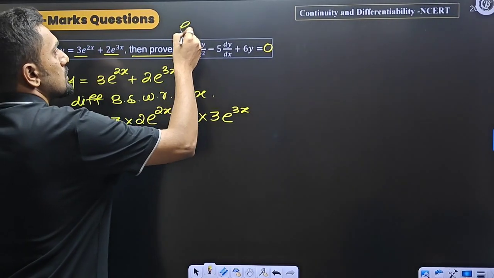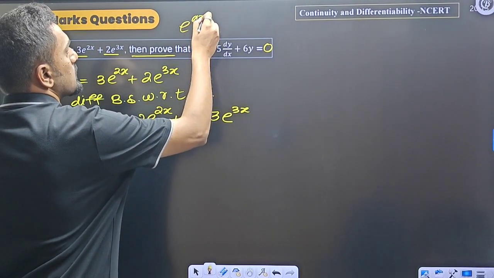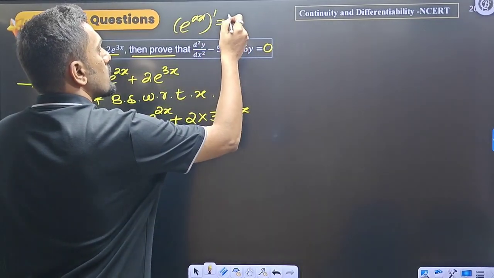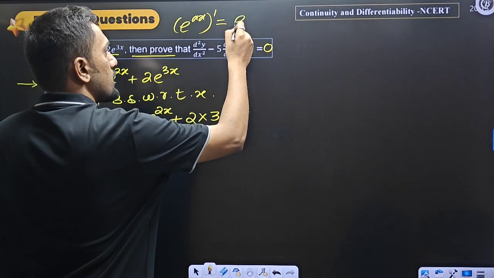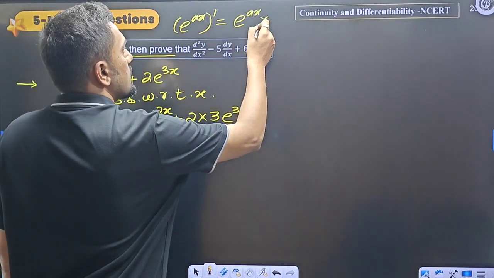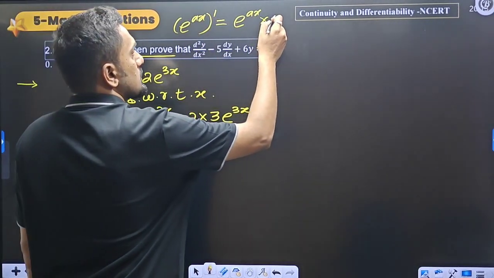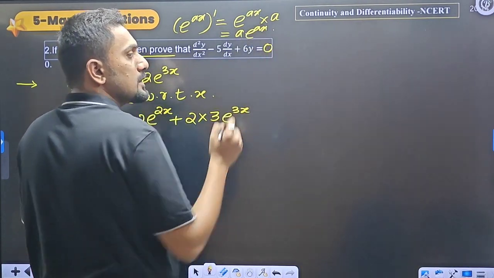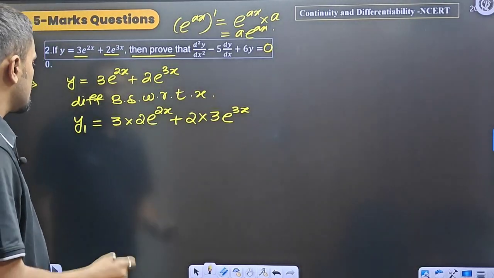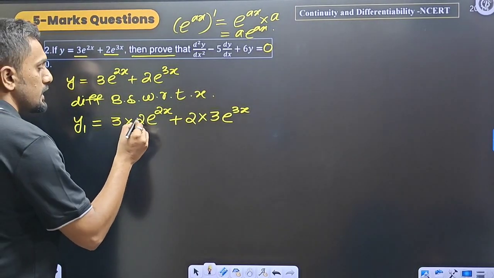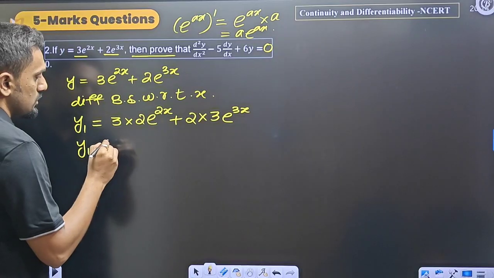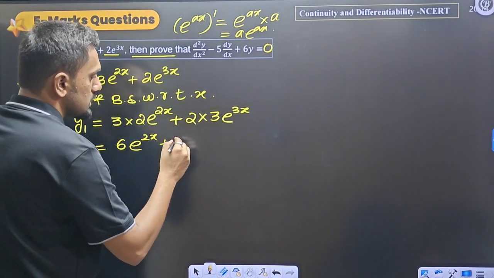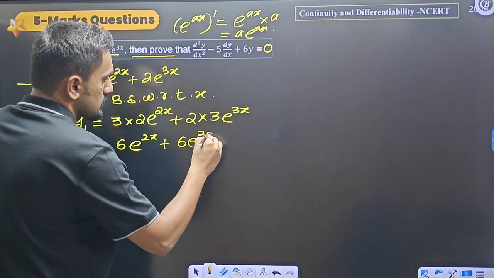We use the chain rule here. To differentiate e raised to the power ax, we use the chain rule. The derivative of e raised to the power f of x is e raised to the power f of x remains, that is e raised to the power ax remains, into the derivative of f of x, and that is nothing but a. So the answer is a e raised to the power ax, and we use that here. Yes, what is 3 into 2? y1 is equals to 3 2s are 6 e raised to the power 2x plus 2 3s are 6 e raised to the power 3x.